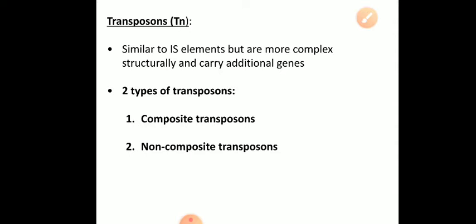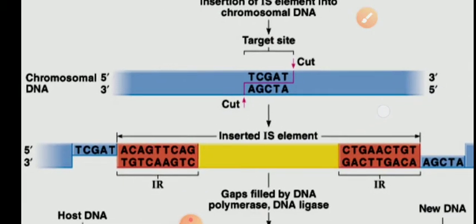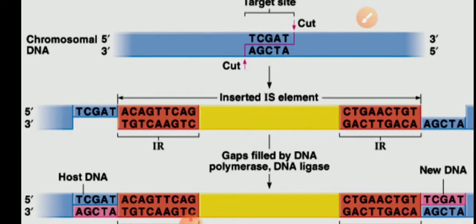The IS element is first duplicated and the transposase enzyme creates a staggered cut in the target site. It cuts the DNA at the target site. What is the target site? The site where the transposon or IS element is inserted. So staggered cuts, as we discussed yesterday, are made in the chromosomal DNA, right? The chromosomal DNA separates and the IS element is inserted between the staggered cuts.